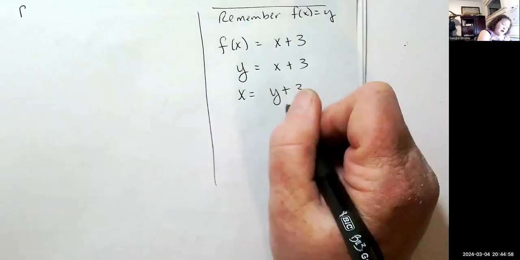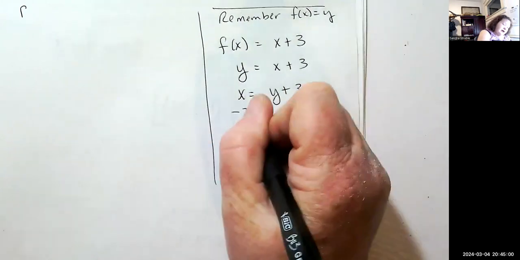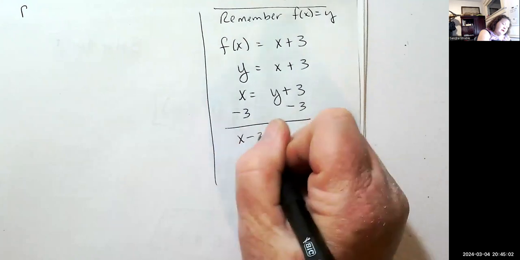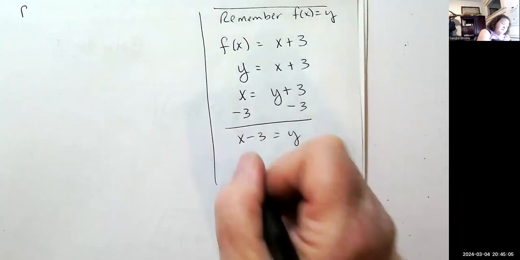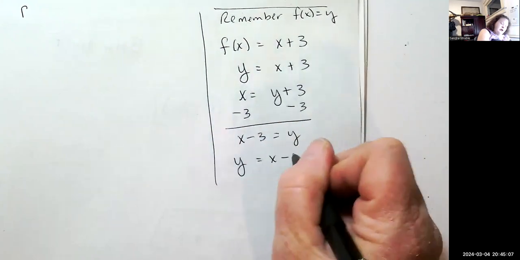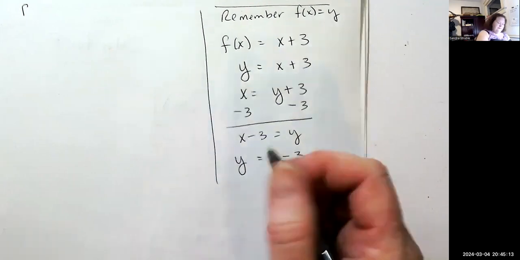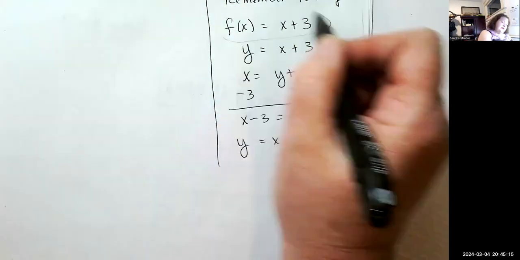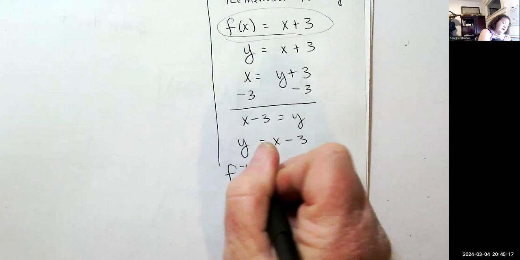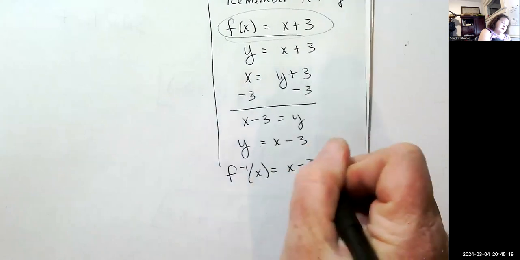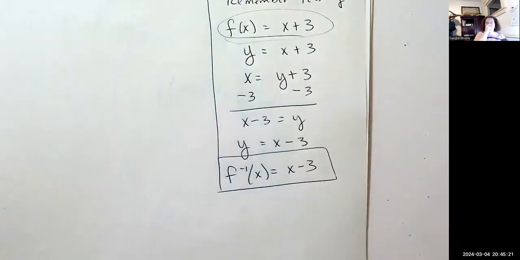Why did I switch it? To solve for y, all I need to do is subtract 3 from both sides. I'm just going to move these around to make it look like I want it to look. There we go. I just switched sides. So I have just found the inverse of f. F is this. The inverse of f is x minus 3.